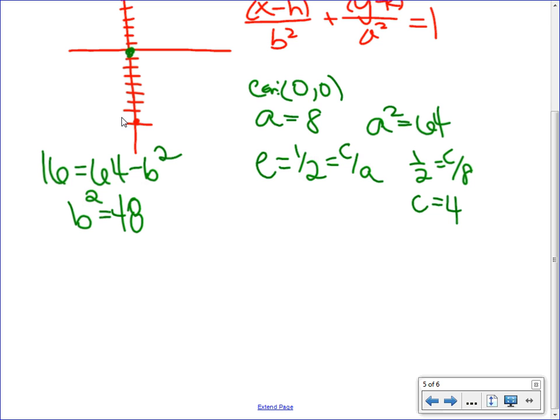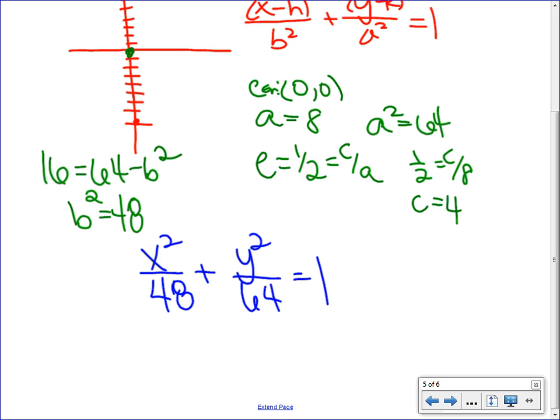So that's about 7. (x minus 0) squared over the smaller number, b squared, plus (y minus 0) squared over the bigger number, a squared, equals 1. Yes. Always. The bigger number goes with the variable that's associated with the stretched out part.